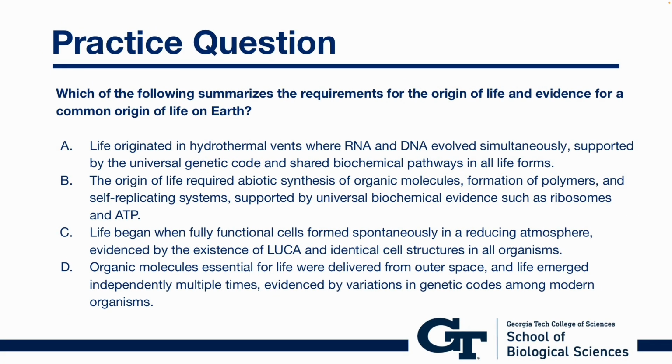So now we're asked to summarize basically what the requirements for the origin of life are and how they happened. So remember, we started with these organic molecules that were synthesized abiotically, so without any organism doing it, just by chance, by lightning. Those organic molecules formed polymers, and then they became protocells that could replicate, and then now today we have universal life. Okay?